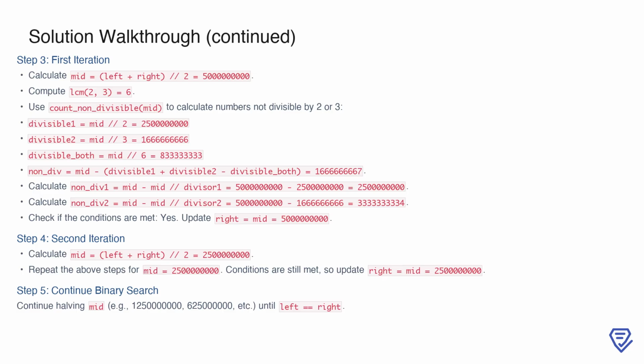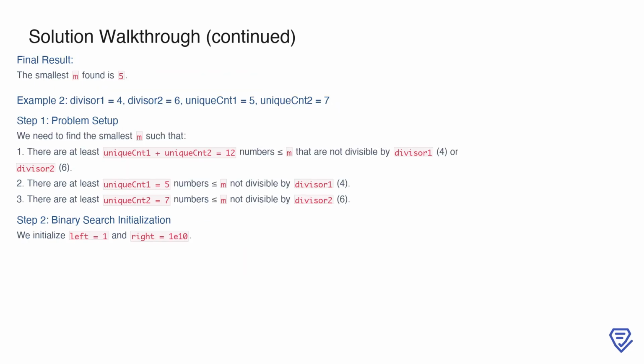The same steps are followed in subsequent iterations, continually halving mid and refining the range until left equals right. After a series of iterations, we find that the smallest value of m that meets all the conditions is 5. This means that when m is 5, there are at least 5 numbers that are not divisible by 2 or 3, at least 2 numbers not divisible by 2, and at least 3 numbers not divisible by 3. With this result in hand, we move to a new example where the divisors and counts are different.